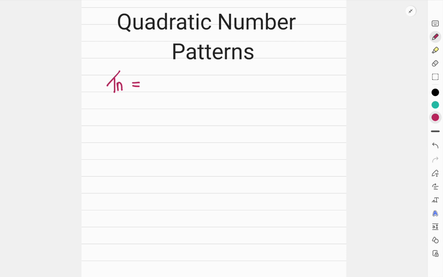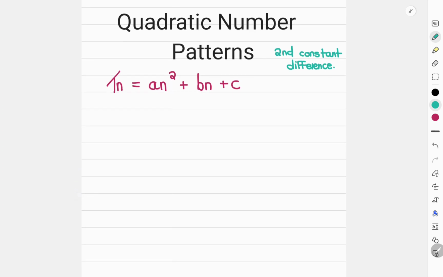I said, it's the original, the basic one, which has, in terms of a, b, and c, Tn is equal to an squared plus bn plus c. All right, in grade 12 you get that on your formula sheet, but you just need to remember that this is the quadratic number pattern. And something very, very important that we need to remember with the quadratic number pattern is that it has a second constant difference.